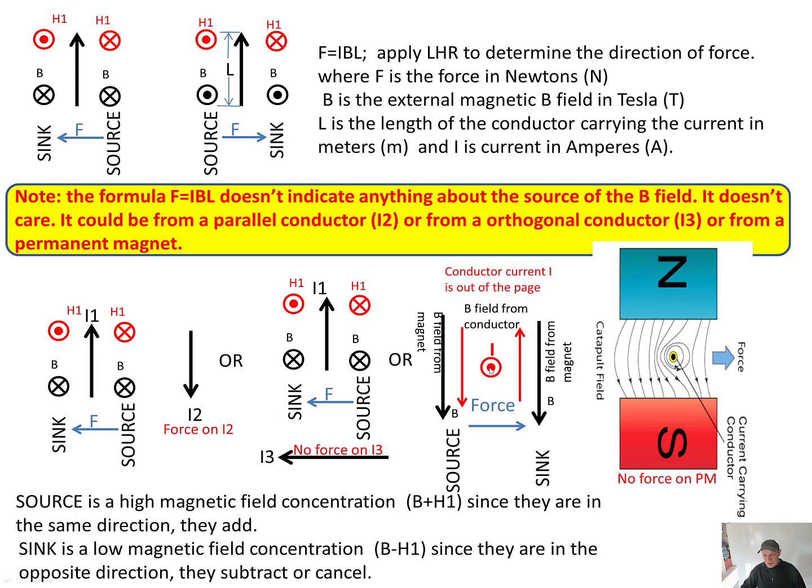Here the current is shown coming out of the page, and this is the H field produced by the current carrying conductor. Here both are in the same direction, which shows a higher concentration. And on this side, it's an opposite direction, which shows a lower concentration. So the force is from the high concentration to the lower concentration. A source is a high magnetic field concentration, like B plus H1, since they are in the same direction. A sink is a low magnetic field concentration, B minus H1, since they are in opposite directions. They subtract or cancel.